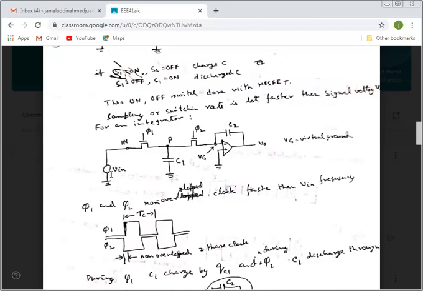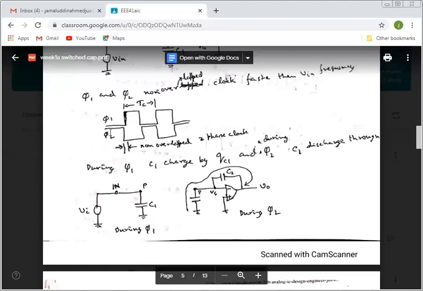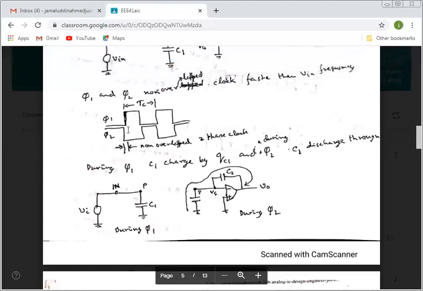The frequency of the input signal is way below the frequency of the sampling clock. Phi 1, phi 2 is the sampling clock. So if we draw the graphical representation of phi 1, phi 2, when phi 1 is on, phi 2 is off, and when phi 2 is on, phi 1 is off.